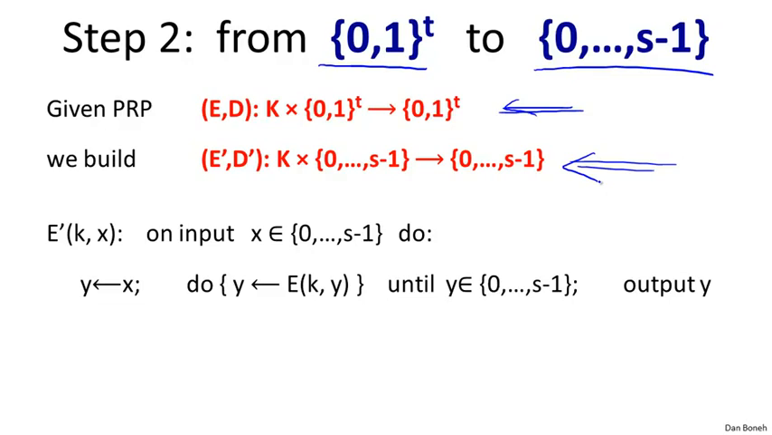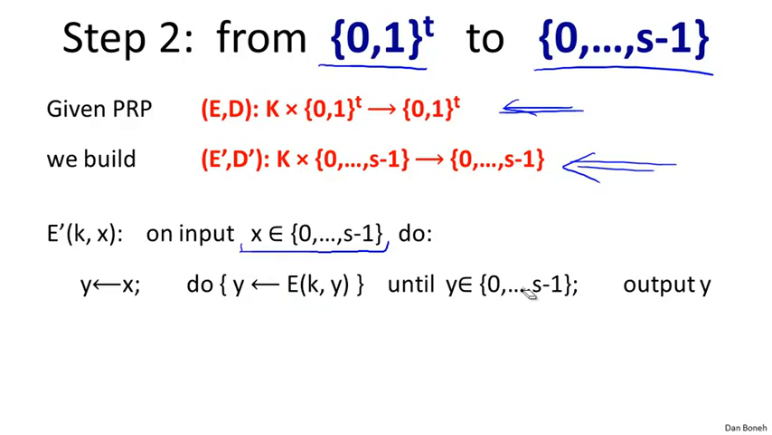Okay, so here's how the construction works. Basically, we're given input x in the set 0 to s minus 1 that we want, and what we're going to do is we're going to iterate the following procedure again and again. First of all, we map x into this temporary variable y, and now we're just going to encrypt the input x and put the result into y. If y is inside of our target set, we stop and we output y. If not, we iterate this again and again until finally y falls into our target set, and then we output that value.